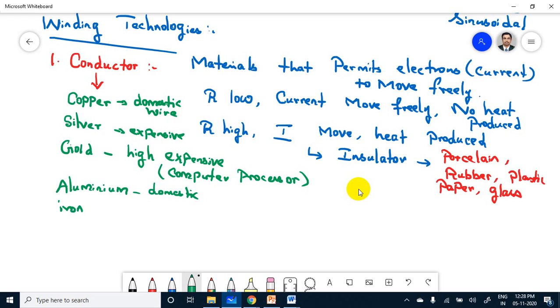Can anyone tell me where these iron materials are used? Anyway, it will be used in domestic. In our house we are using it, but which place will it be used? Anyone? Then if I apply Fourier series to that, these iron materials are used in electric heaters.